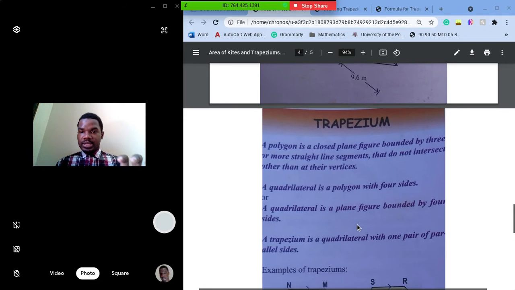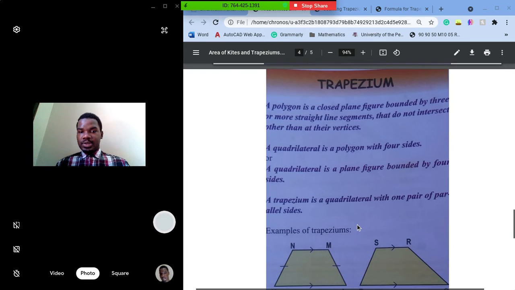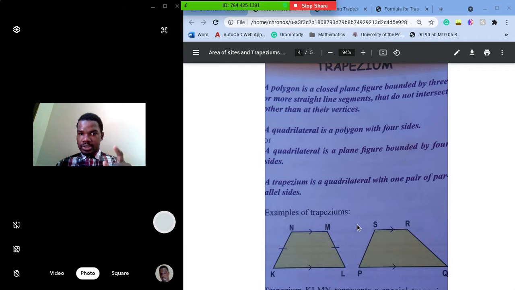Follow with me. It's a closed figure, right? And it is bounded by some lines that don't intersect, right? So it is a quadrilateral. So a trapezium is a quadrilateral, which we know has 4 sides. A trapezium is a quadrilateral, which means it has 4 sides. Alright?